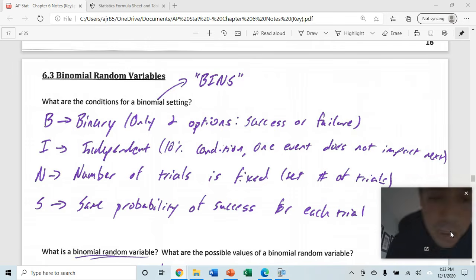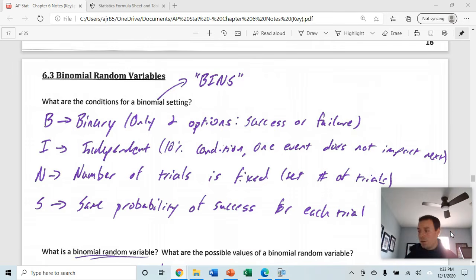We're going to continue chapter 6. We're going to be dealing with binomial and geometric distributions today. A lot of what we're going to be doing is on the calculator, and we'll go through plenty of examples in class, but I want to make sure you get the foundation of what we're talking about.